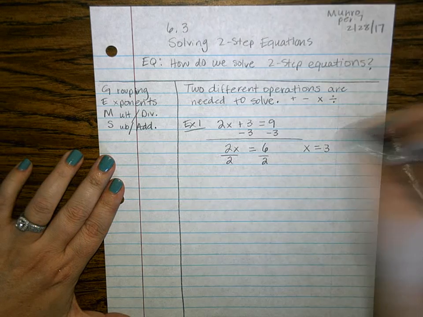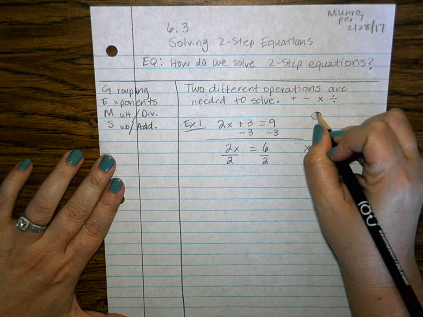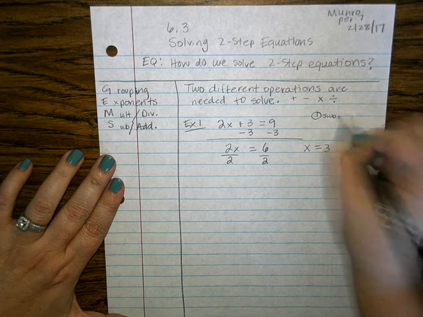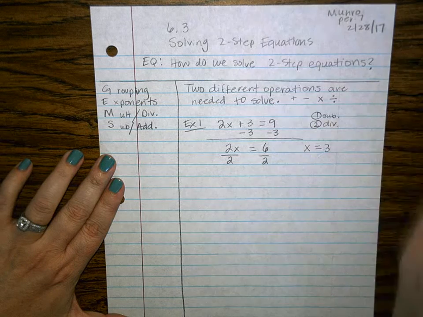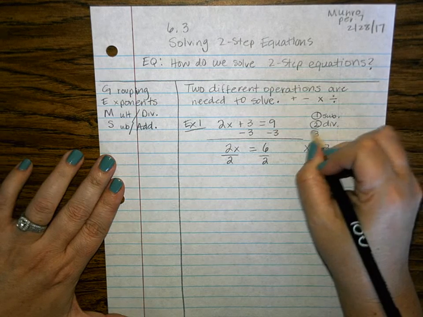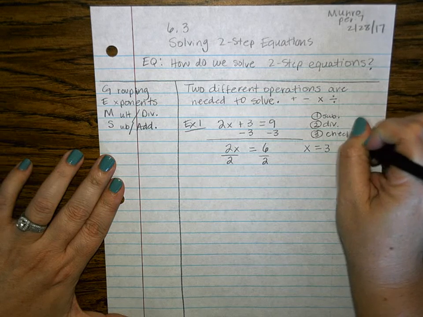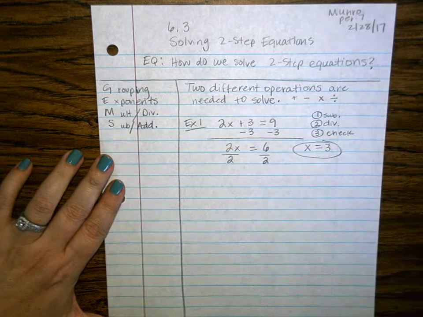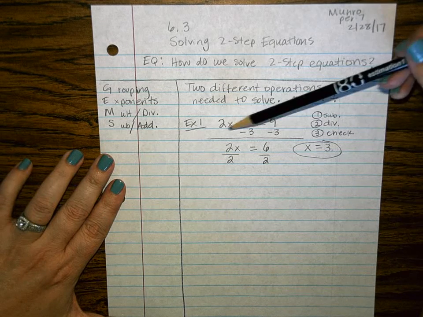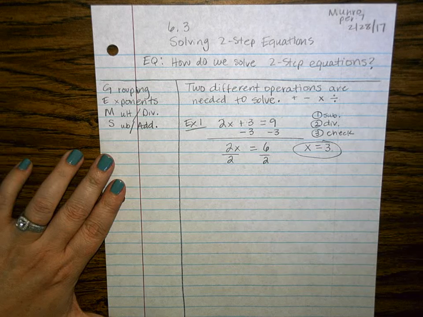Okay? So step 1, we're going to write the steps out. Step 1, we subtract, right? Step 2, we divided. And what do you think we're going to do in step 3? Check. So we take the 3, I'm going to circle this, what we got for our answer. Plug it back in up here. 2 times 3 is 6 plus 3 is 9, so it works.